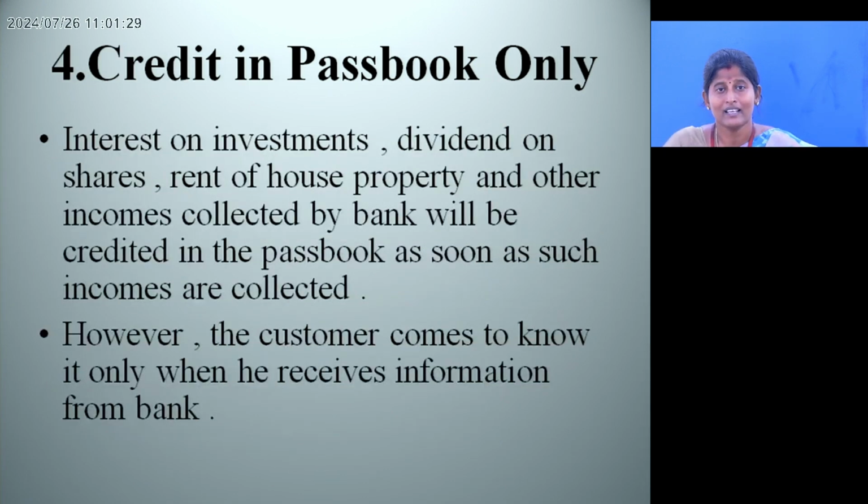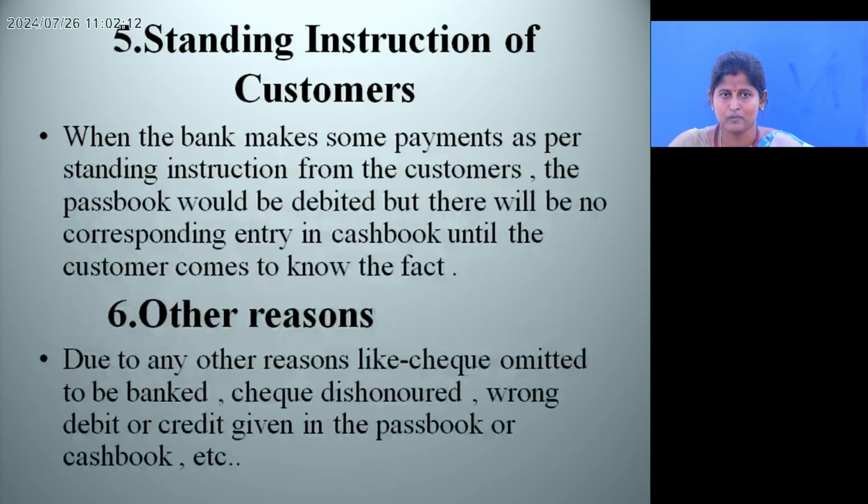And another reason, credit in passbook only. It is the opposite of debit in passbook only. In a debit in passbook, the banker debits our amount in our account. But in a credit in passbook, the banker may credit some investment or some dividend to our account without announcing it to the customer. In this case, the customer's cash book bank balance shows the lower balance, but the bank balance as per the passbook shows the excess amount. So it may cause differences between the bank balance as per the passbook and the bank balance as per the cash book.